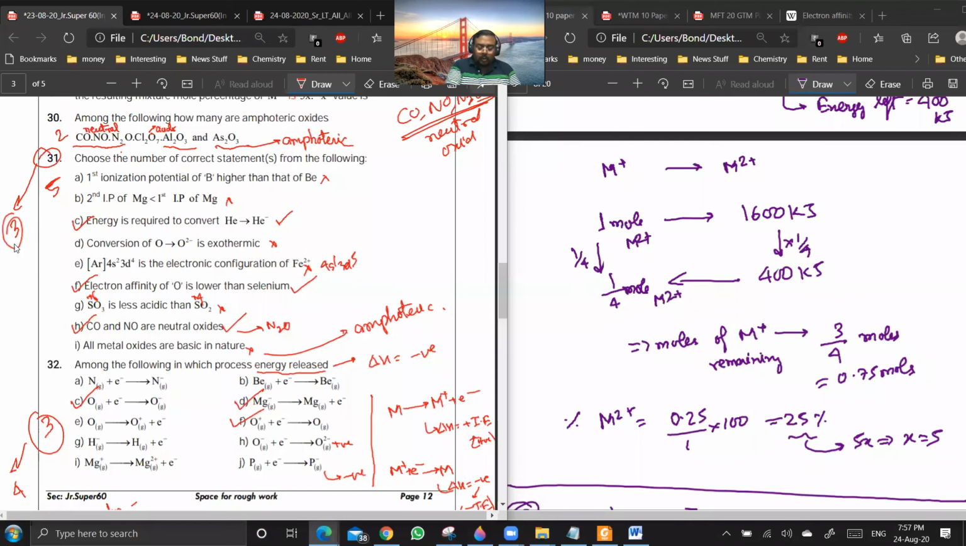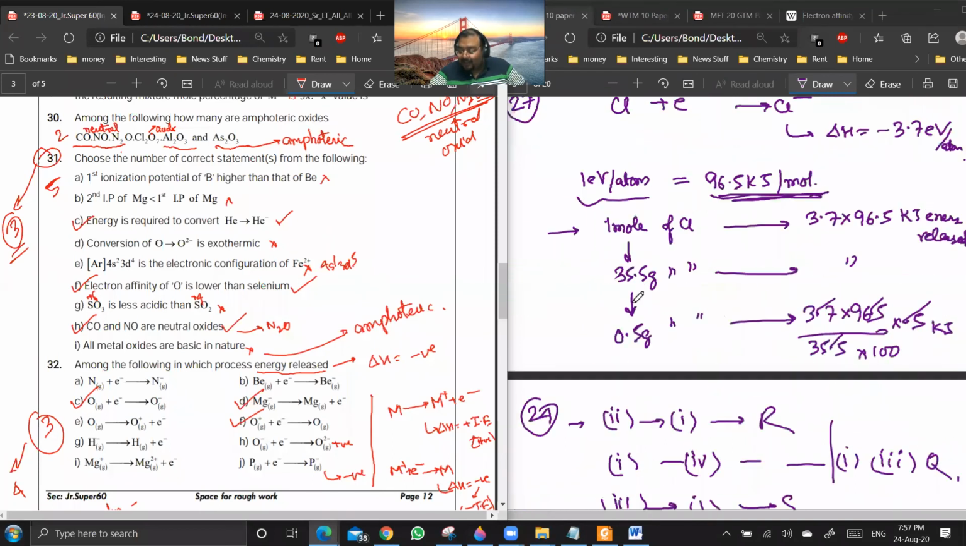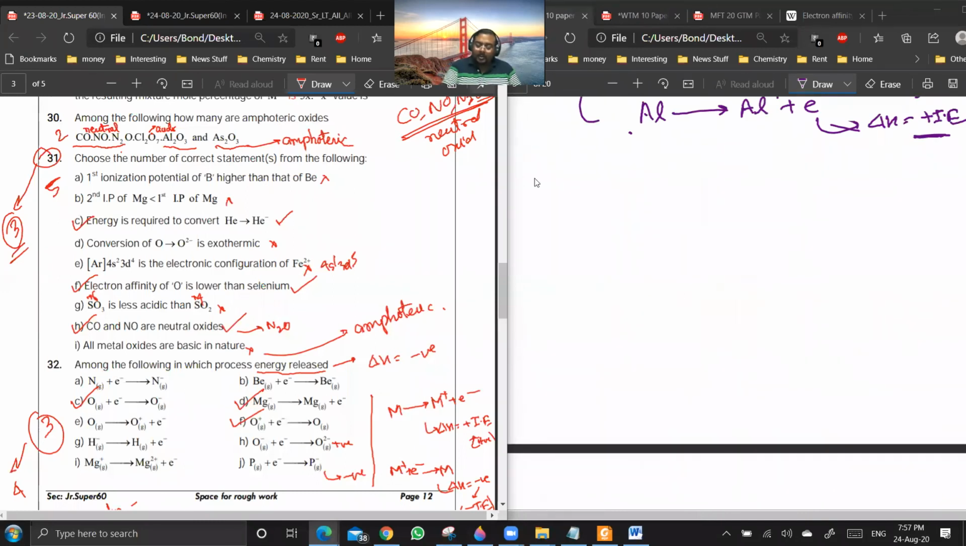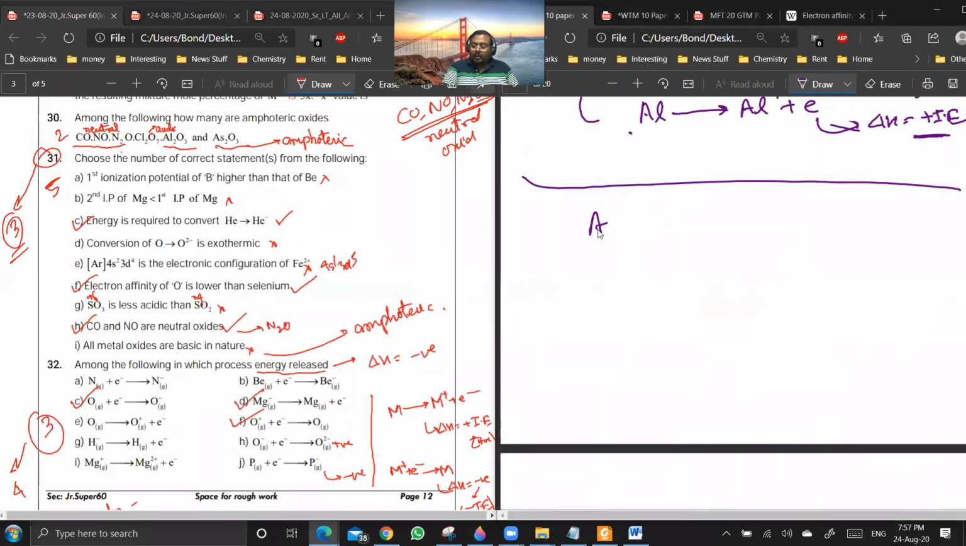Option B, can you explain? You see, I told you when we were discussing acidity of oxides that acidity of oxides is directly proportional to stability of oxyanions.